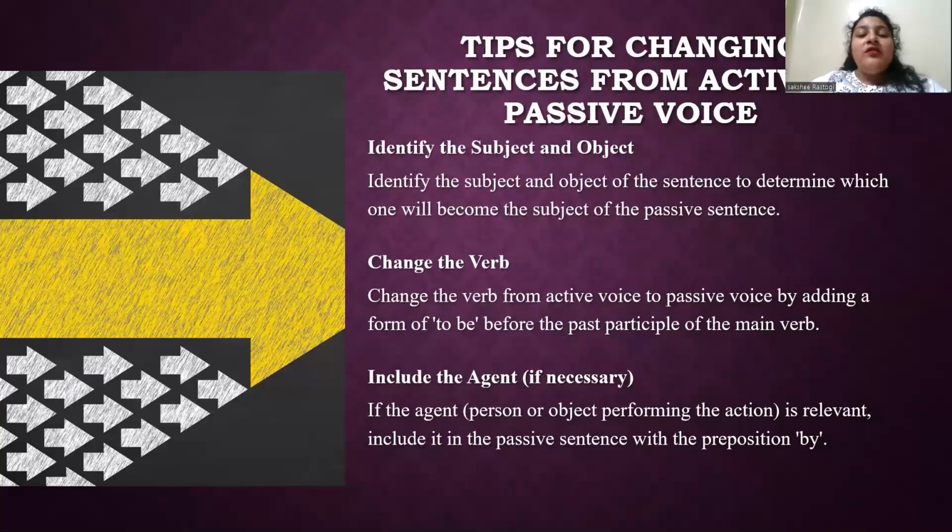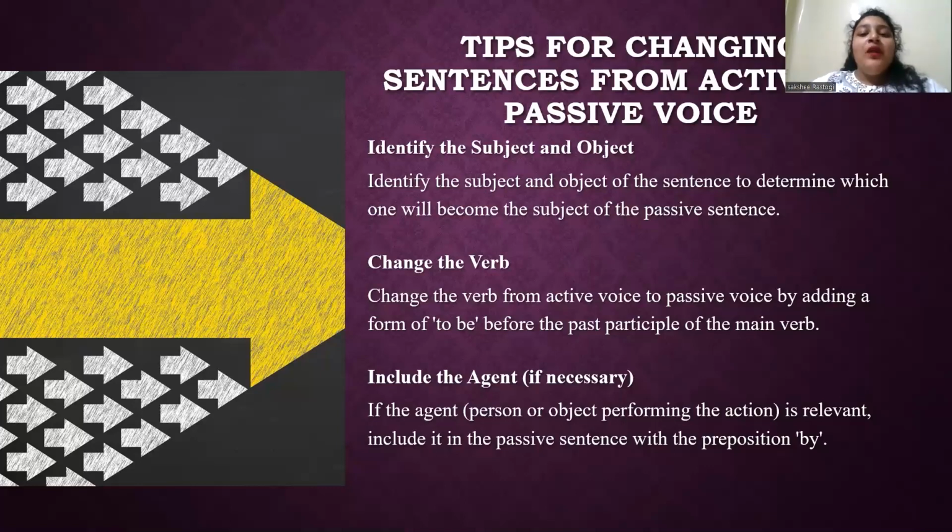Now we are going to discuss tips for changing sentences from active to passive voice. Here are some tips. Identify the verb: find the main verb in the sentence, as it will change in the passive voice. Swap the subject and object: make the object of the active sentence the subject of the passive sentence.